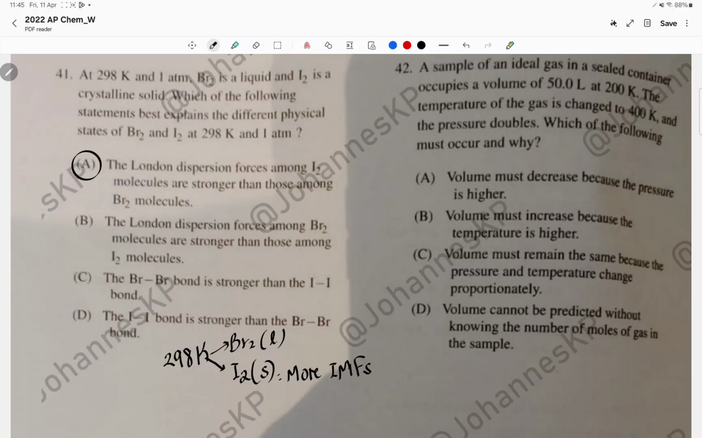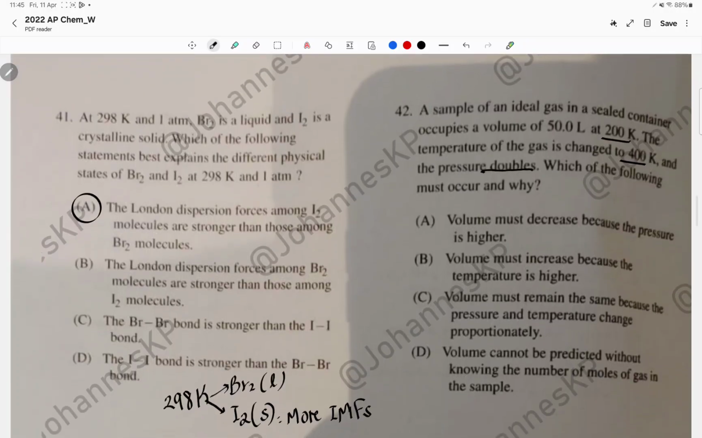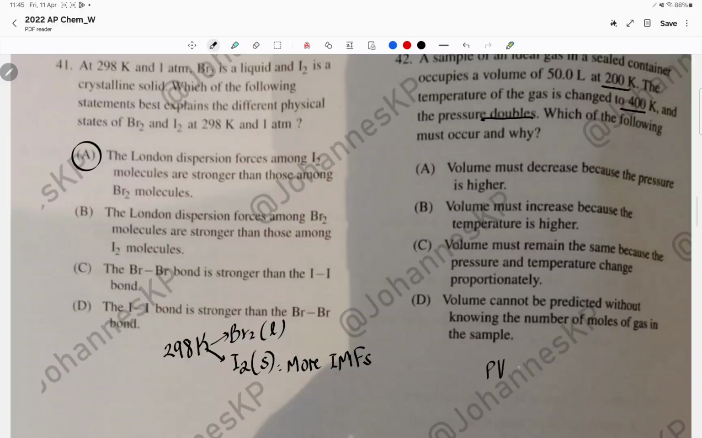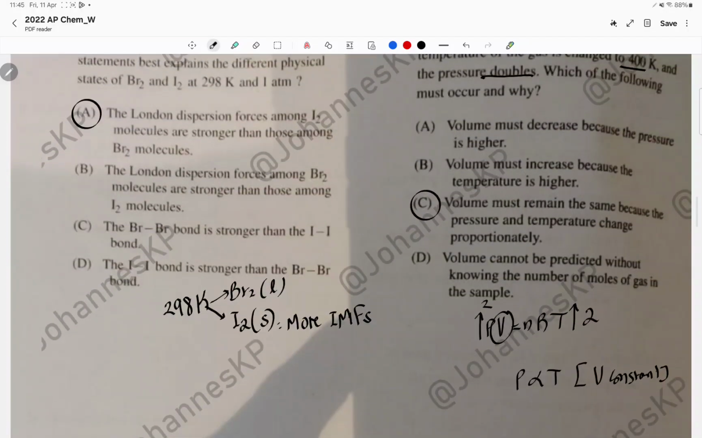Okay. We're changing the temperature from 200 Kelvin to 400 Kelvin, but the pressure is also doubling. So what is happening? Look, PV is equal to nRT. If the temperature is doubling and the pressure is also doubling, then the volume has to stay constant. So when P is directly proportional to T, that's as long as the V is constant. So the answer is choice C. We'll go back up.